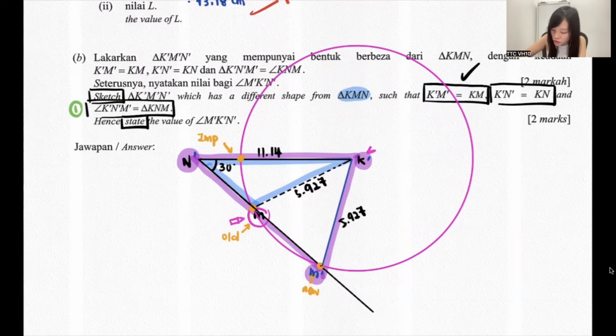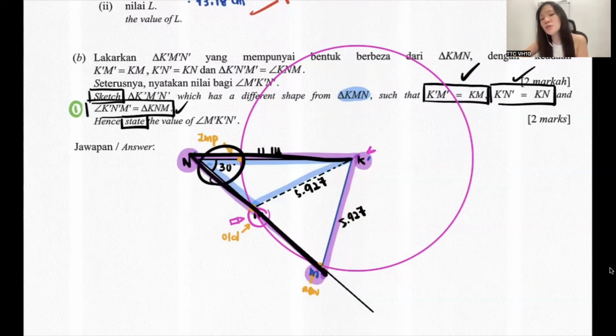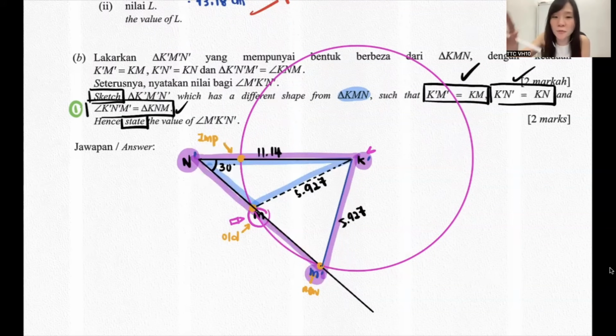KN must be the same. So this one 11.14 under blue. Isn't it under purple, you are still the same line, 11.14. Definitely same. So this 30 degree, is it the same? See blue color, this one 30 degree. Under purple, isn't this one still 30 degree? So yep, everything fulfilled, yet different shape. Correct. Saw it, my dear?